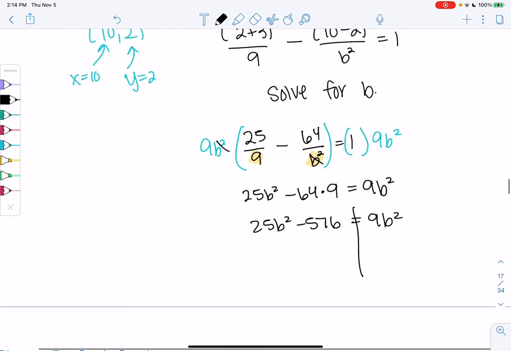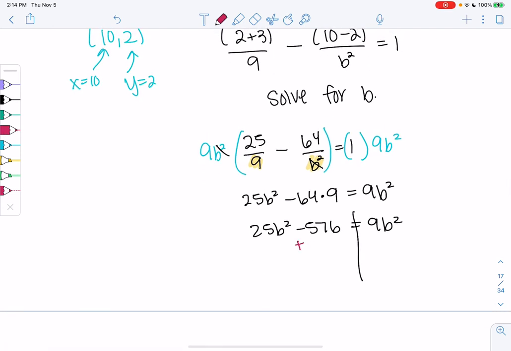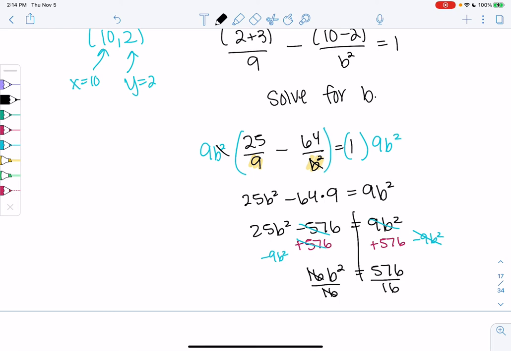So let's just do some quick algebra. Plus 576 on both sides, and then minus 9b² on both sides. So 25 minus 9 gives me 16. 16b² equals 576, and then we'll divide by 16. Hopefully this is a nice number. And it's 36, so that ugly mess is 36. So b is just 6.